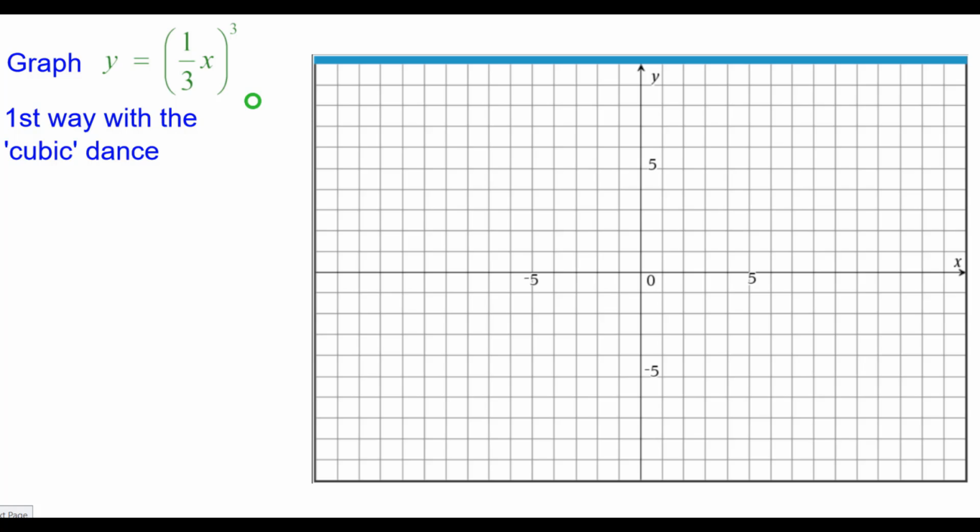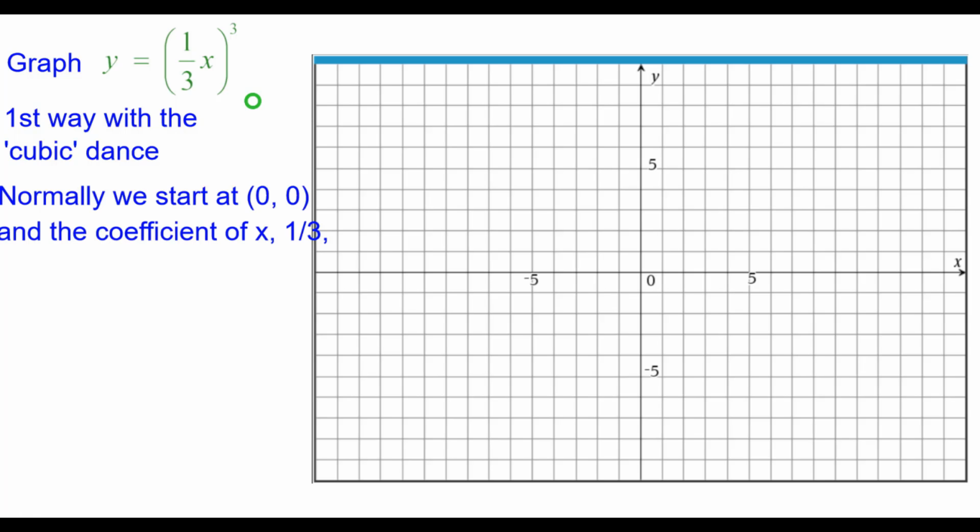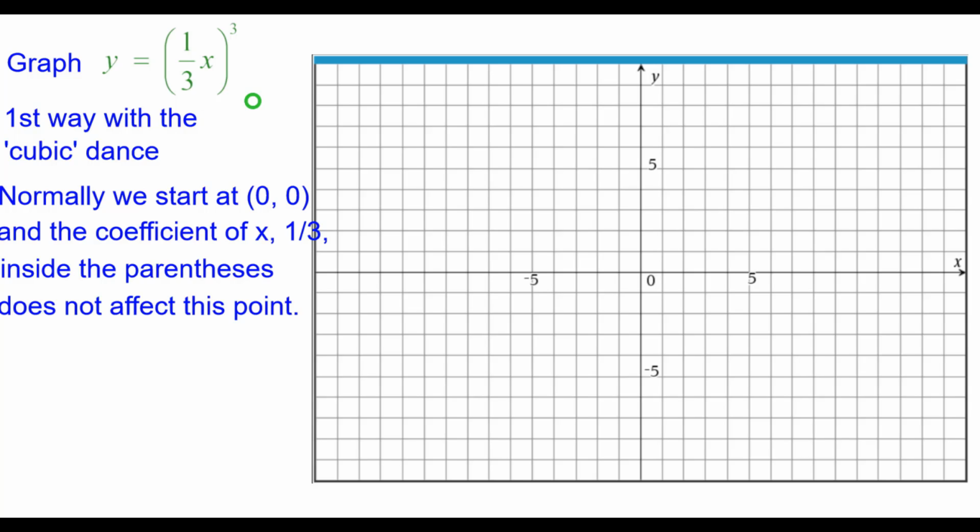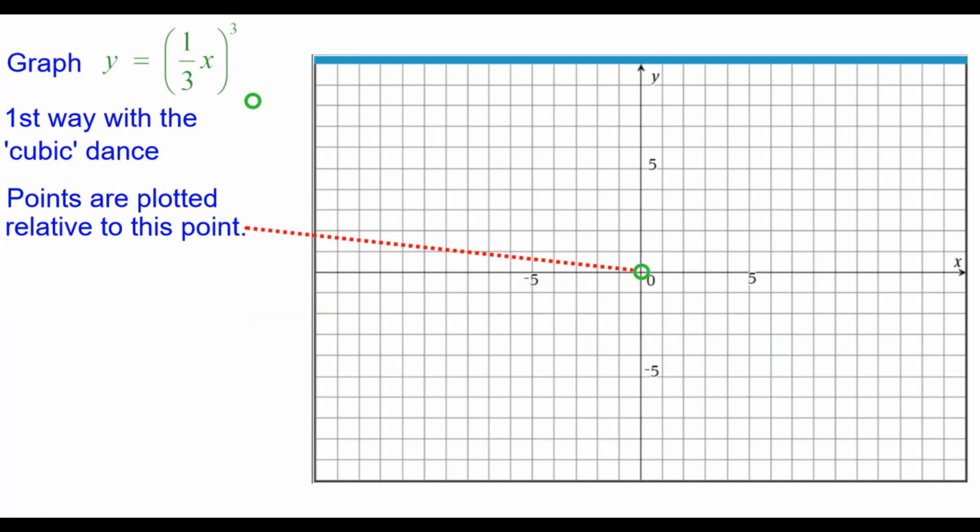The first way is with what we call the cubic dance. Normally we start at the origin, and the coefficient of x, which is 1/3, inside the parentheses does not affect this point. We show that because when x equals 0, y is equal to 0. Points are plotted relative to the origin.